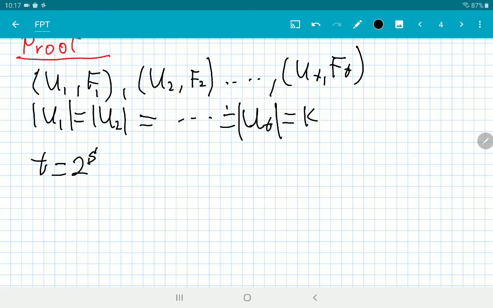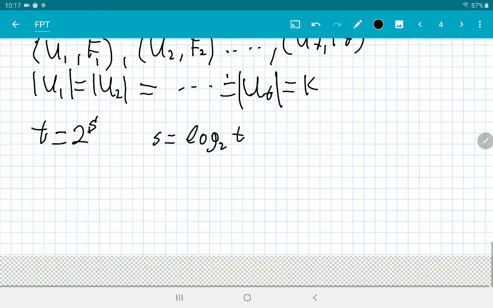Right? Because we can always duplicate instances to get this. So the way to think about it is s is just log base 2 of t, and it's an integer. Okay, why is this interesting?